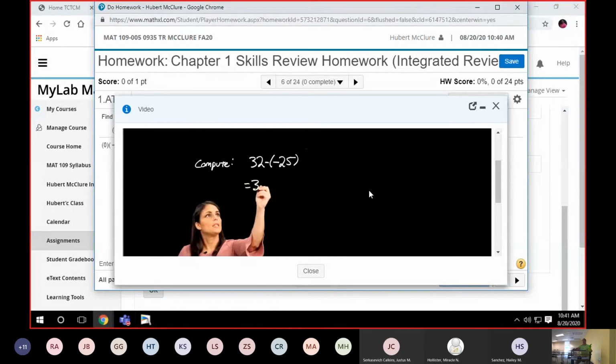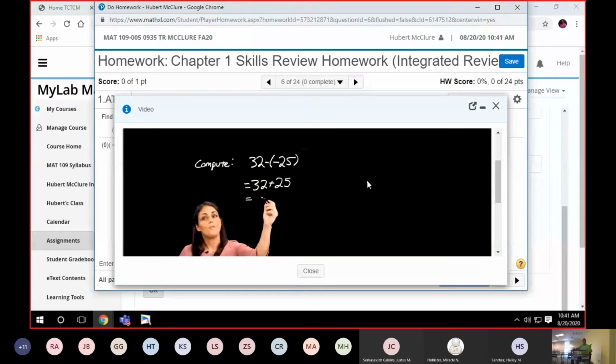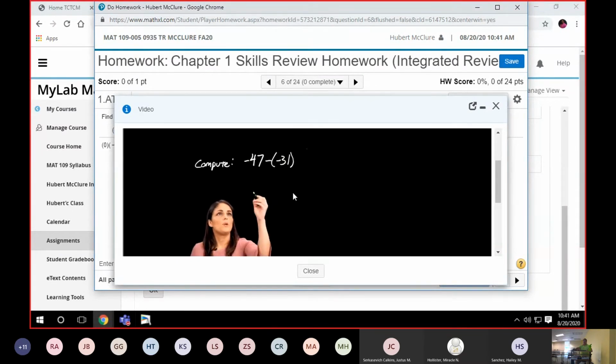There she goes. 32 plus 25. I can't figure out if she's writing backwards or if she's, I want to get one of those invisible boards. I can't figure out how they do that. I want to get one.